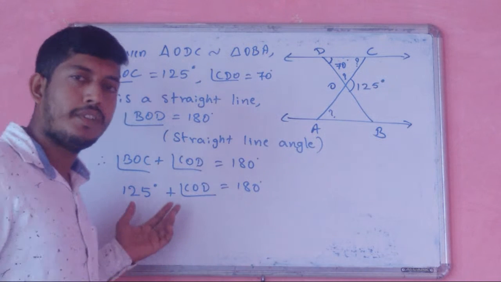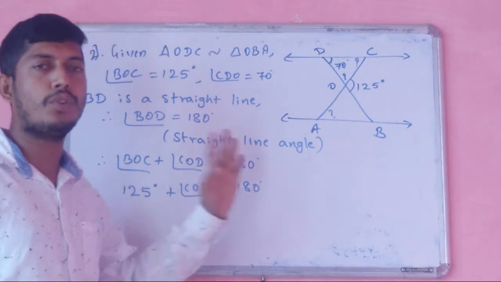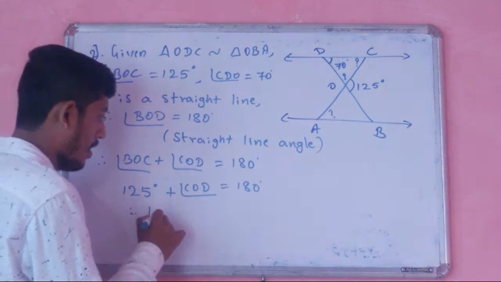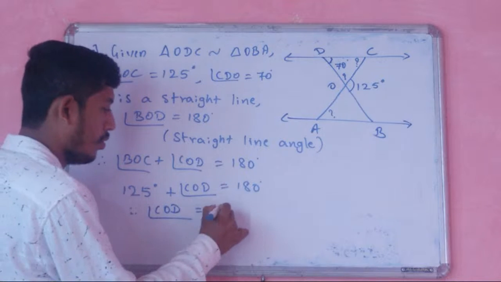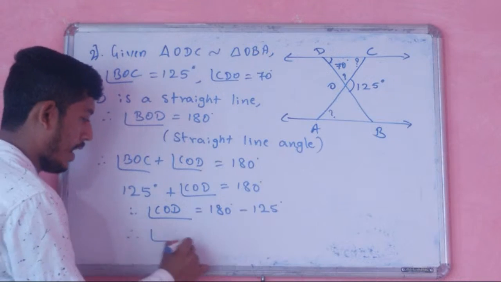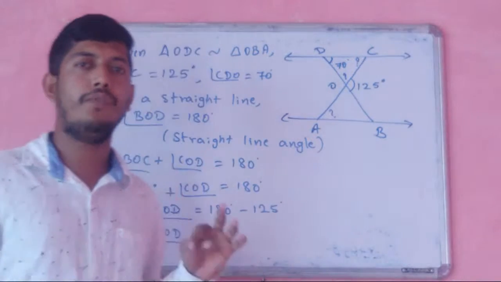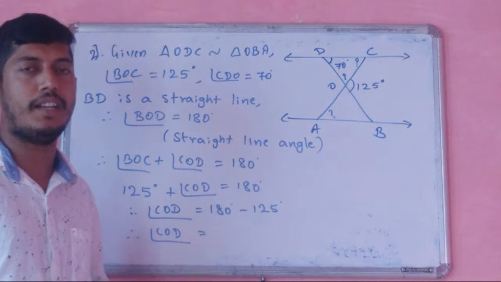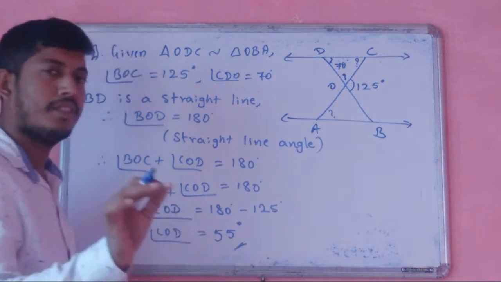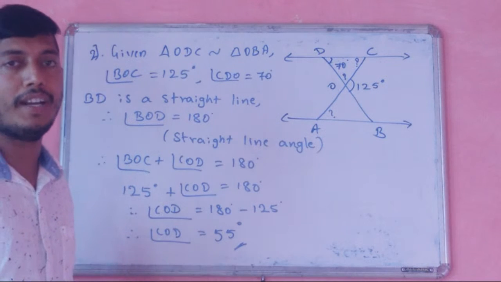So we have to shift this 125 to the right hand side. It is plus 125 and it goes to the other side as minus 125. Therefore, angle COD is equal to 180 degrees minus 125 degrees. Therefore, angle COD is 55 degrees. So this is the first angle, angle COD is 55 degrees.